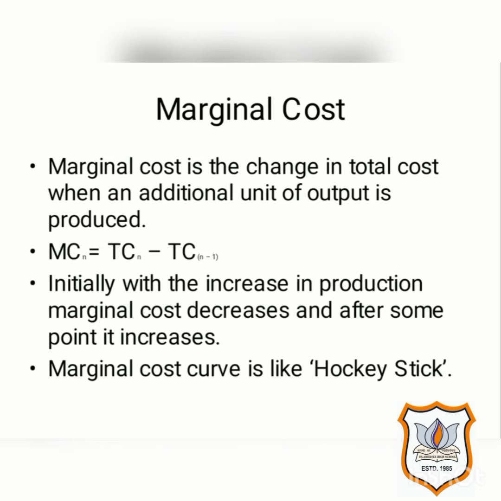Initially, with the increase in production, marginal cost decreases, and after some point it increases. That means here also, initially marginal cost will decrease and then it again starts increasing. Due to this trend, if we look at the curve of marginal cost, it looks like a hockey stick or a tick mark.